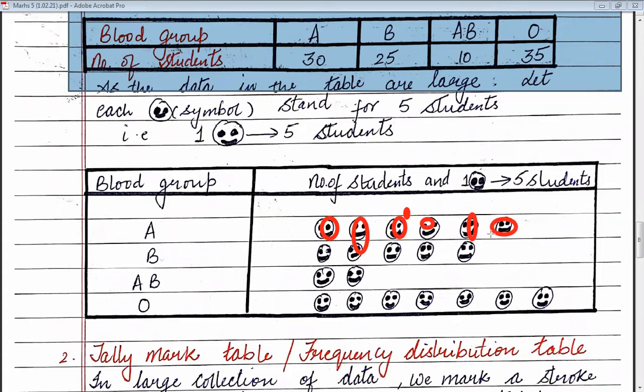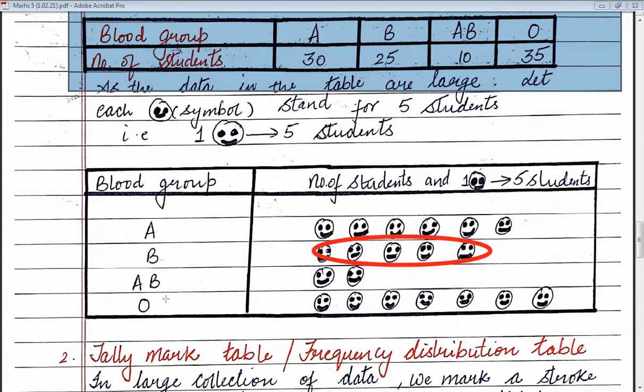So now these 6 faces are going to represent my 30 students. Similarly for B, there were how many? 25. So if one face represents 5, in B how many faces are you going to make? You are going to make 5 faces. 5 fives are 25. Here, we are normally reading the table of 5.